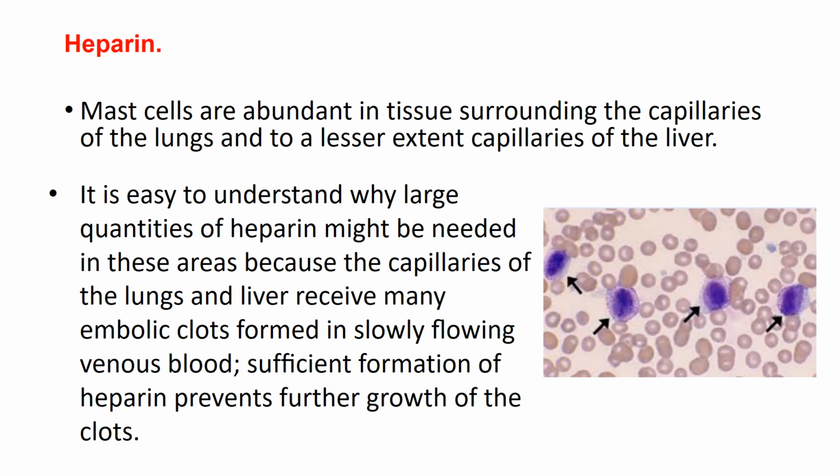Mast cells are abundant in tissue surrounding the capillaries of the lungs and, to a lesser extent, capillaries of the liver. It is easy to understand why large quantities of heparin might be needed in these areas, because the capillaries of the lungs and liver receive many embolic clots formed in slowly flowing venous blood. Sufficient formation of heparin prevents further growth of the clots.